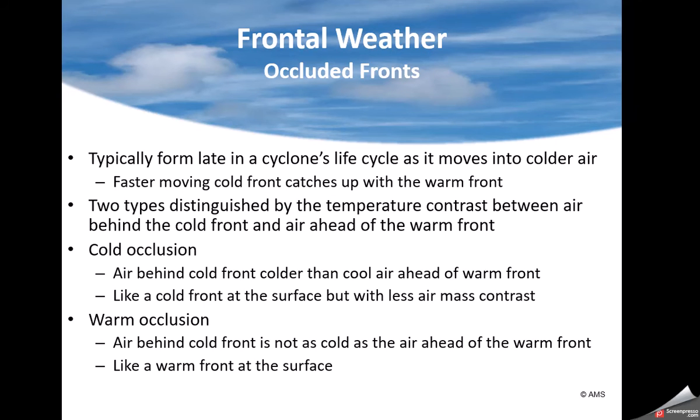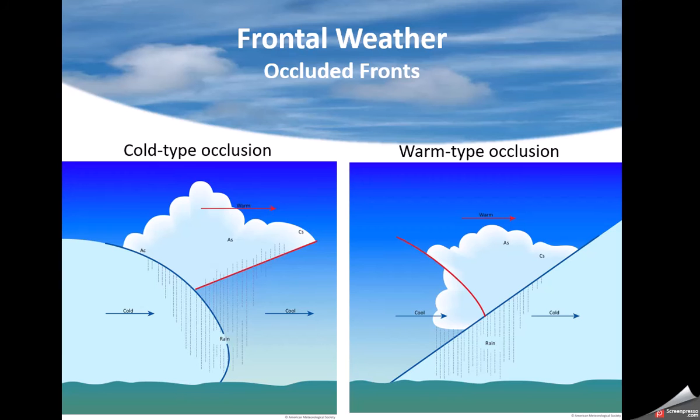Occluded fronts. There's a cold occlusion and a warm occlusion. So let's take a look at occlusion. What happens is a cold front catches up, pushes through a warm front so that it lifts all the warm air above it. And there's another cool front or cold front that might have a cold air mass that was out ahead of it.